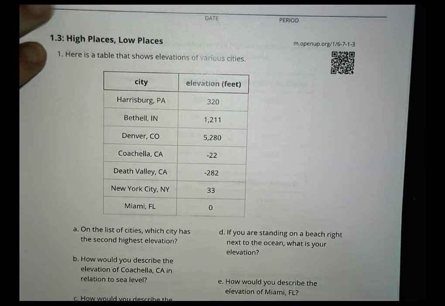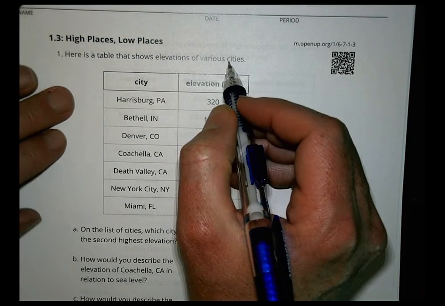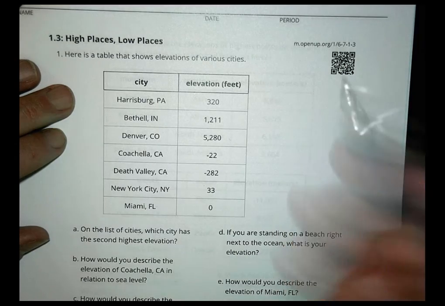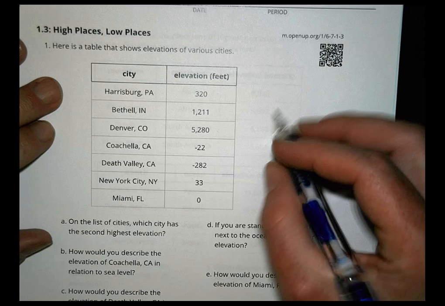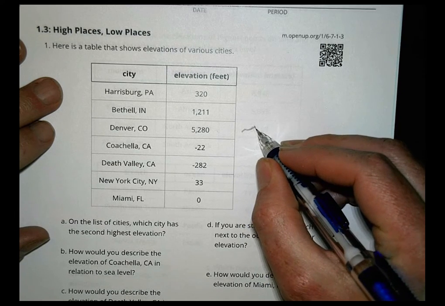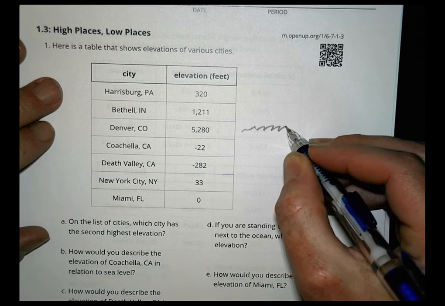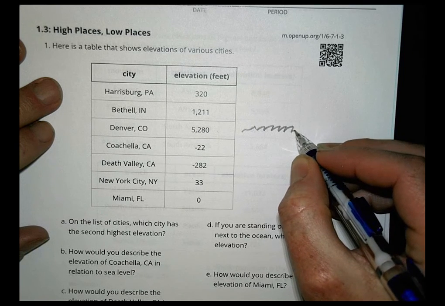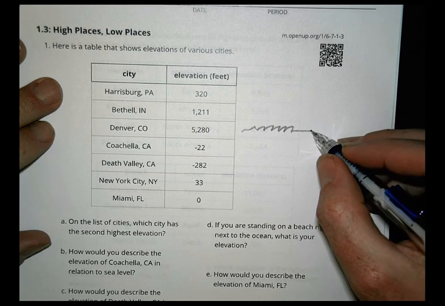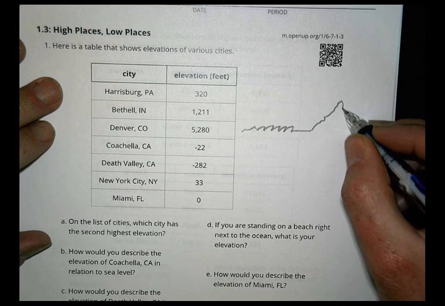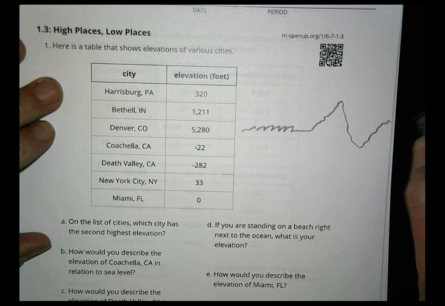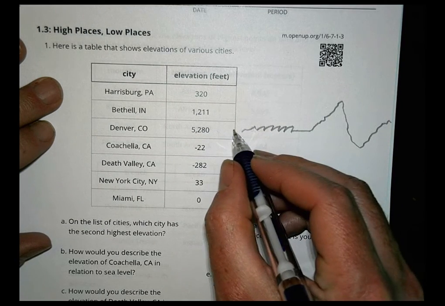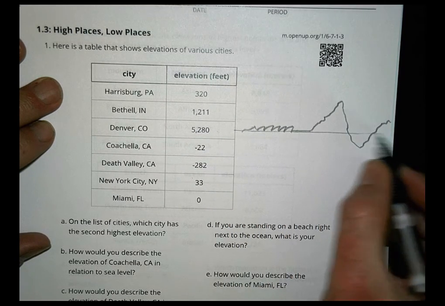High places, low places. It says here's a table that shows elevations of various cities. Okay, now again, let's keep in mind how this is going to work out. If you're not familiar with this, let's draw a little picture. If I have the ocean, these are my sea waves. I know, it's beautiful. That's my ocean. And the ocean hits the beach. And at some point, maybe there's a mountain. And the mountain on the backside has a valley, like maybe it goes below that, and then it goes back out there. Okay, this sea level right here represents what we call 0.